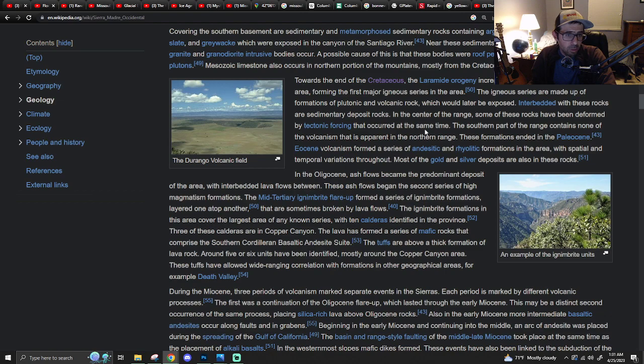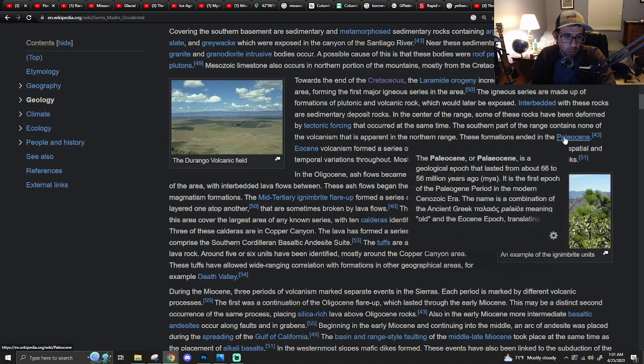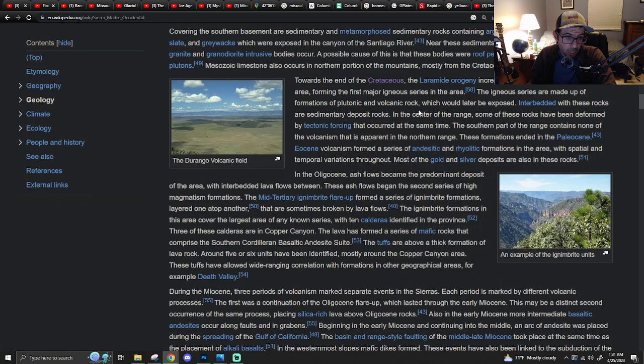That's very odd. So there was volcanism until 55 million, and that 56 million, and then, I forget already, what was that, 23, 33, it's at least 20 million years later, ash flows happen, with interbedded lava flows between. These ash flows began the second series of high magmatism formations.